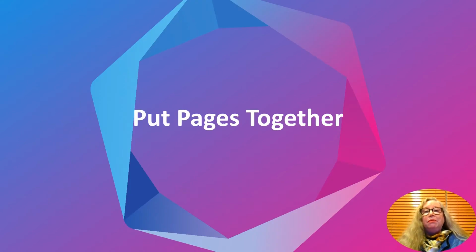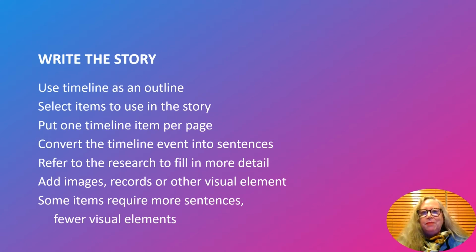Now it's time to put pages together one by one. And now it's time to write the pages. What you're going to use is the timeline as your outline. You're going to take items from the timeline, usually one per page, and incorporate them into the story. When you take the item off the timeline, the event will have minimal details, so you want to flesh it out with a sentence or two.